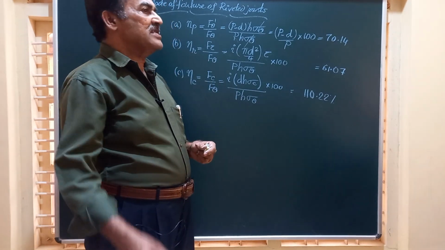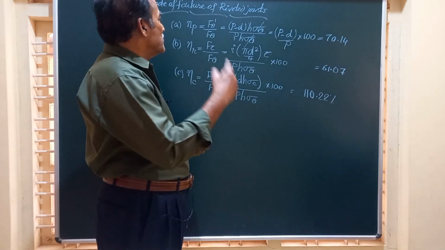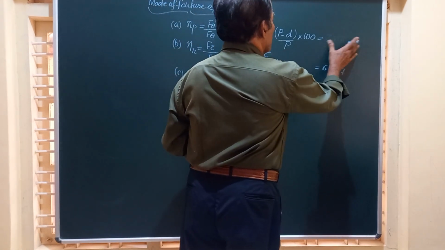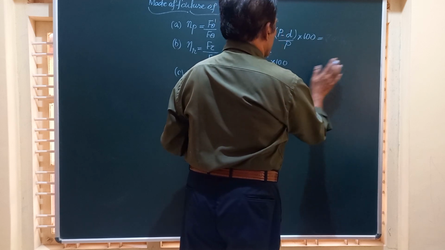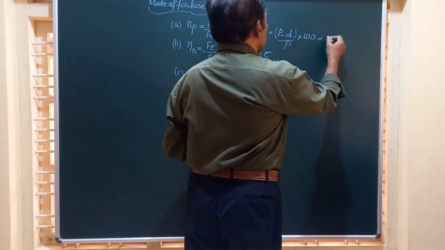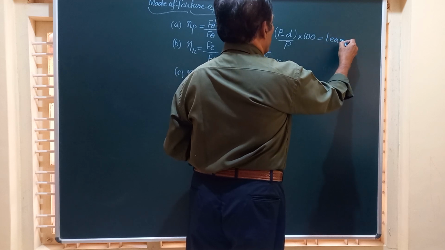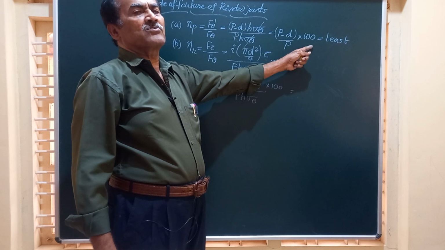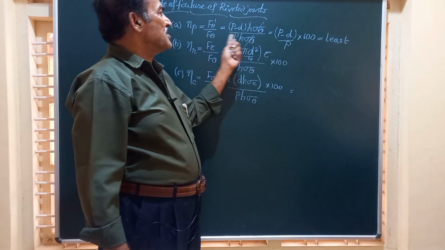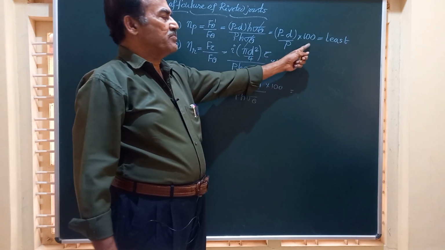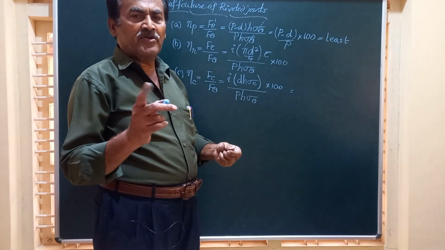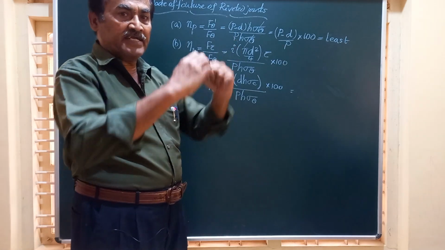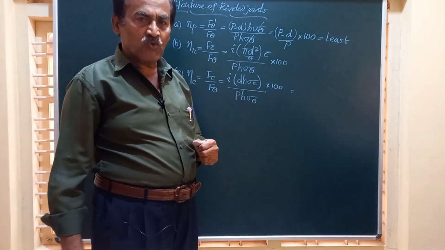And friends, say in some other problem, in problem number 2, you get the efficiencies in the other way, and this has some value. Say this is the least value you are getting, after calculating all three. And we say the efficiency of the joint is so much percentage and the mode of failure is by tearing of the plate, eta P. The plate gets sheared in between the two holes.